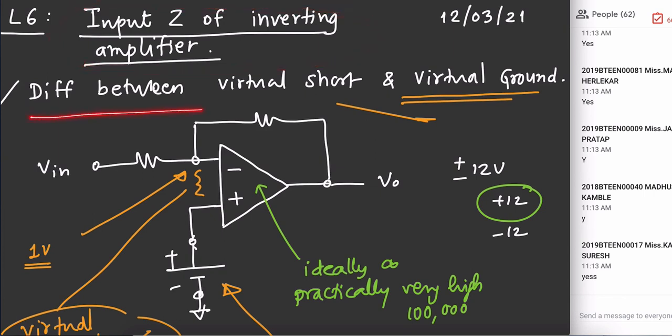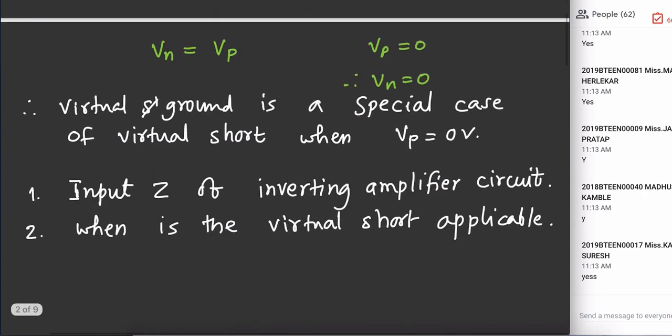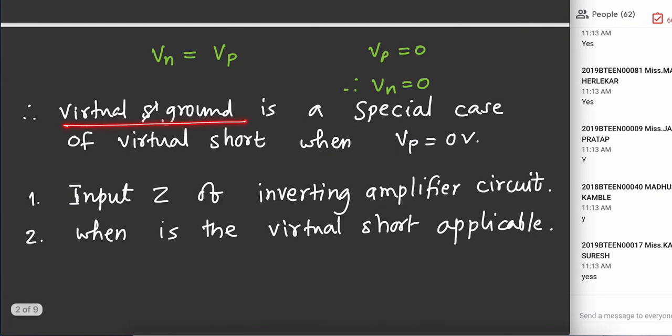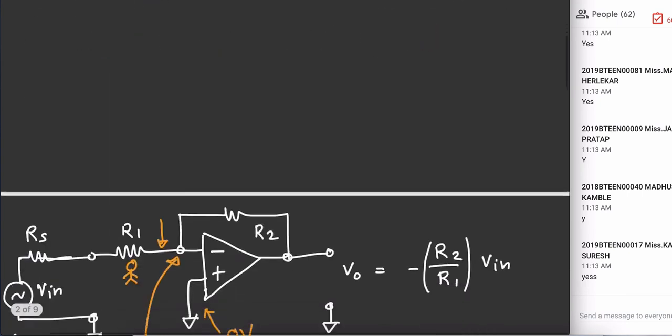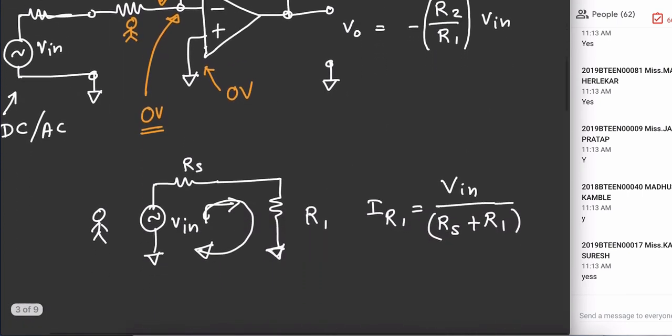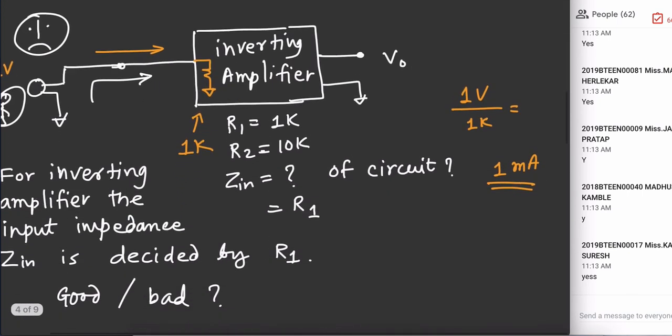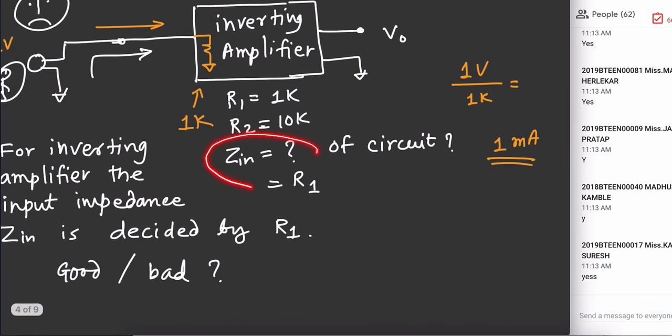The difference between virtual short and virtual ground is understood. We understood that virtual ground is a special case of virtual short. Therefore, virtual short is universal and therefore we should remember virtual short only. Then we talked about the input impedance of the inverting amplifier. We understood that input impedance of inverting amplifier is equal to R1 only.